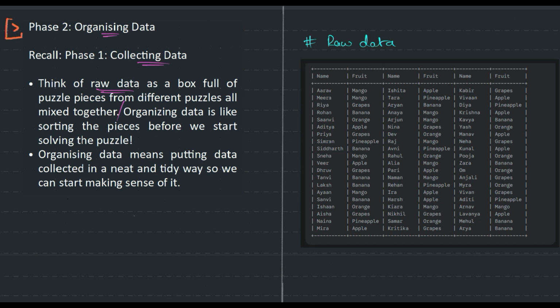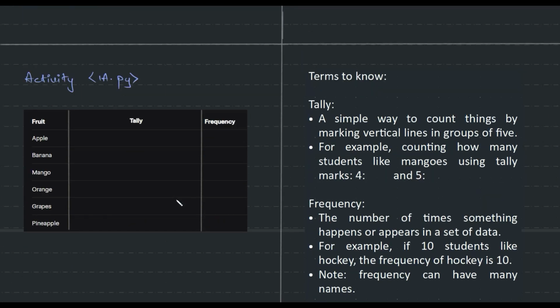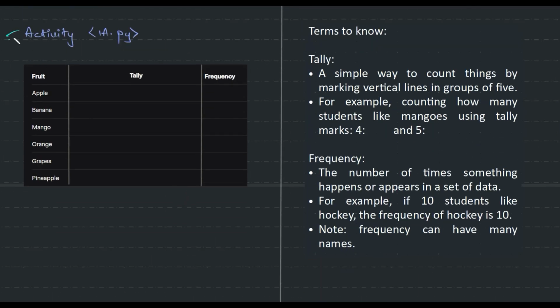So it can be in any form. It can be a tick, or you can just ask them, you know what, just give me your name and the fruit you like. This can be the way you collect the data. But this is raw data. You can see it's mango somewhere, it's mango again, grapes, banana. So everything is mixed up. As of now, I'm not able to make sense out of it. Now, I will make sense out of it with the help of this table. There's a word called tally and frequency.